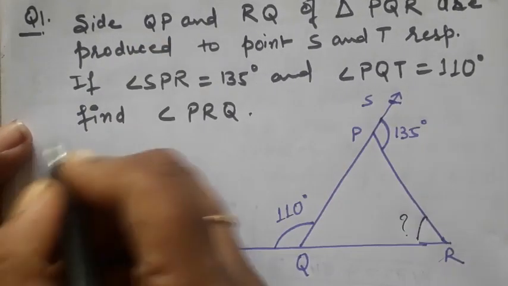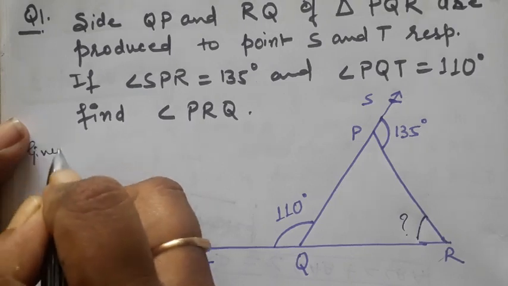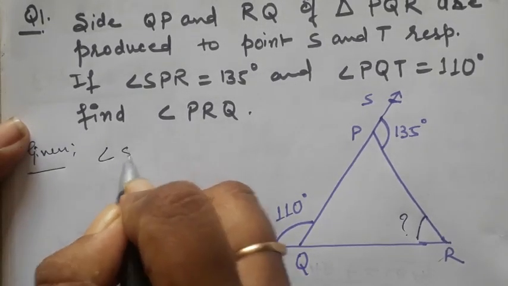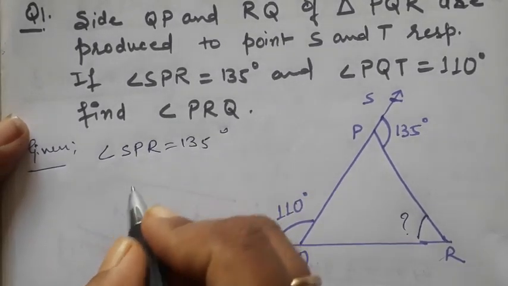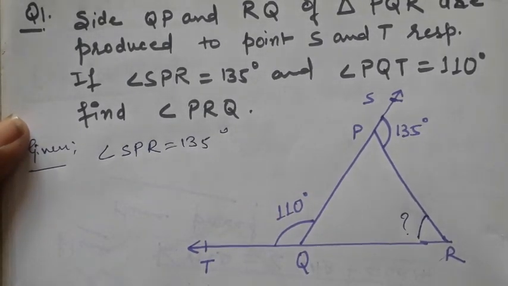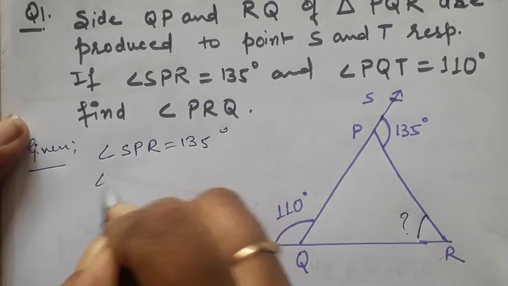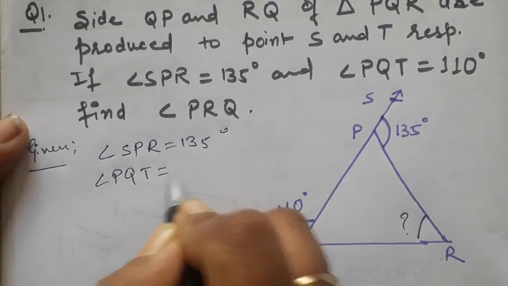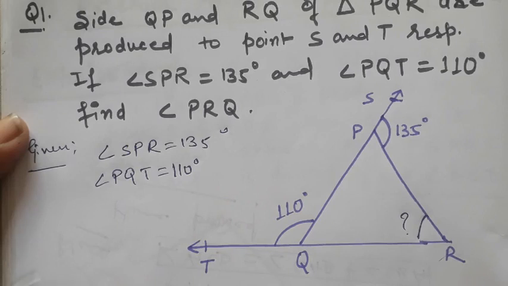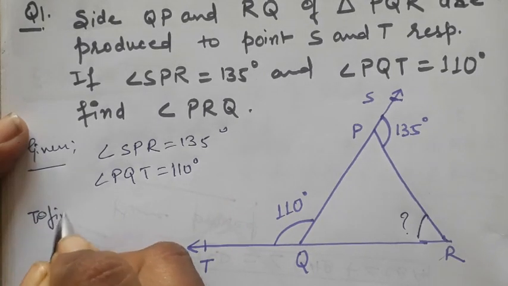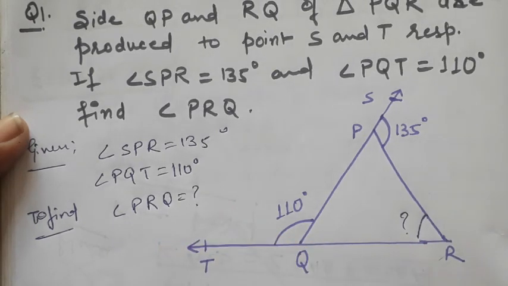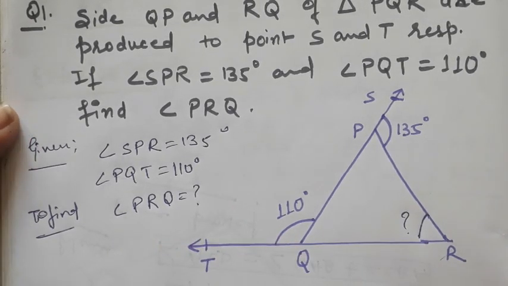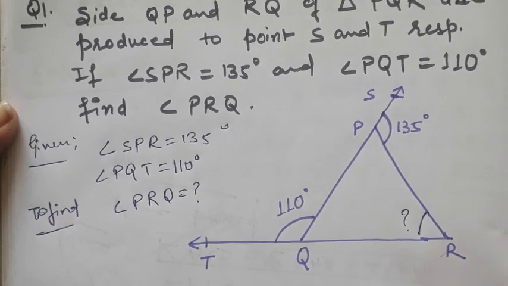First of all, we'll write here what is given to us, that is angle SPR is equal to 135 degrees and angle PQT is 110 degrees, given to you. We need to find angle PRQ. Before doing the questions of lines and angles, always remember to make a mind map in your mind.